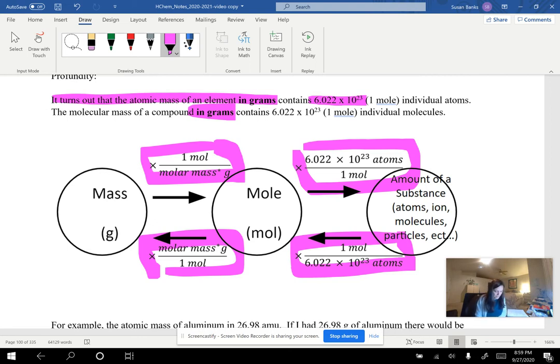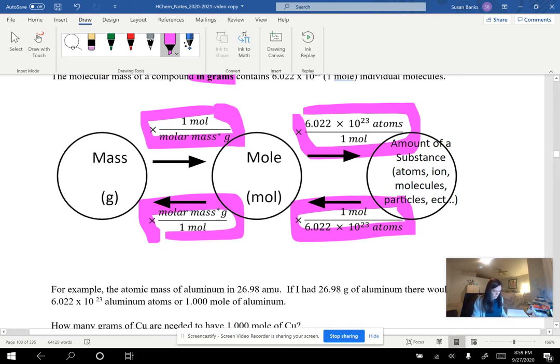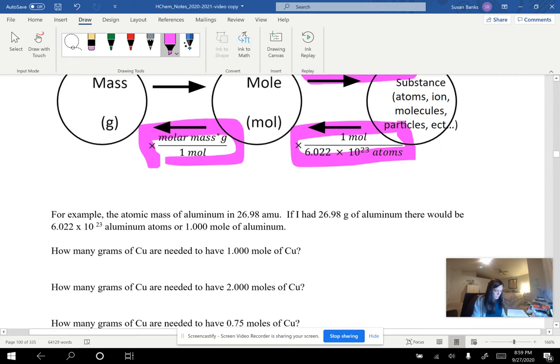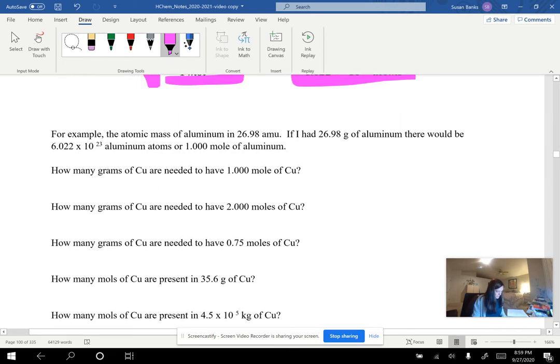So this is how I get back and forth between everything. And moles are the middle way. They're in the middle of this. So I can go from atoms to moles to mass, or mass to moles to atoms, back and forth. And it's a really easy way to count. So let's do some examples here.